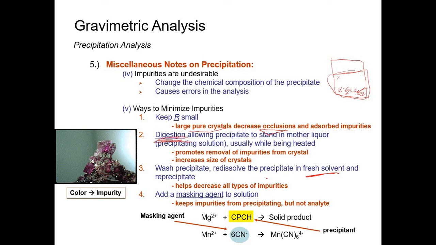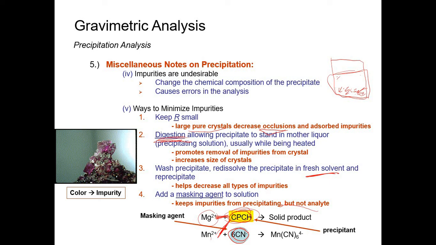Okay, and another thing is adding a masking agent to the solution. So, in this case, ang precipitant nato is kining CpCH, okay? And ang masking agent is cyanide. The function of the masking agent is to keep the impurities from precipitating, but not the analyte. So, ang masking agent na to, we don't want Mn because we might form MnCpCH, right? Instead of ang Mg ang mo form with CpCH, instead of kana ang mo precipitate, it's a possibility nga mo precipitate pod ni.